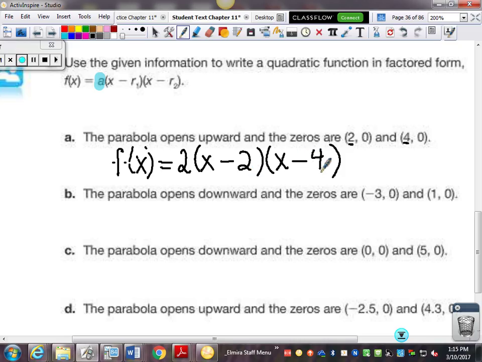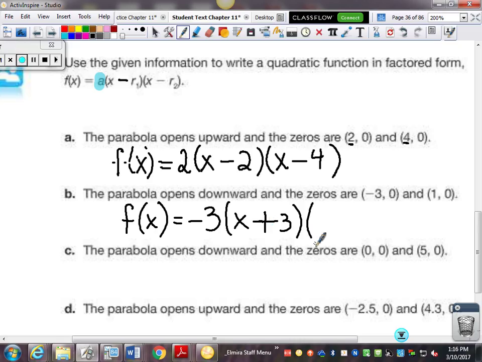Positive 4, minus 4. The parabola opens down for part B, so we're going to use any kind of negative we want. Could be a fraction, could be a decimal, could be just a negative sign with an invisible 1 coefficient. Parenthesis, x. Now, the formula says subtract, but if I subtract a -3, subtracting a -3 is the same thing as adding 3. So that's why we go opposite signs. And x minus 1.